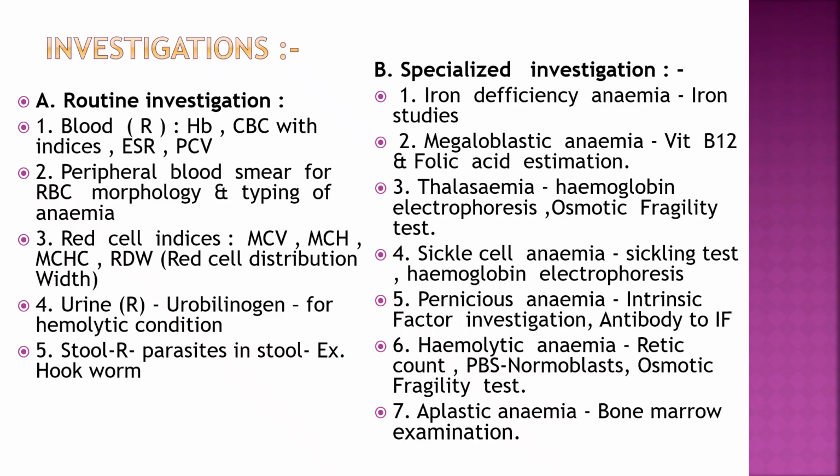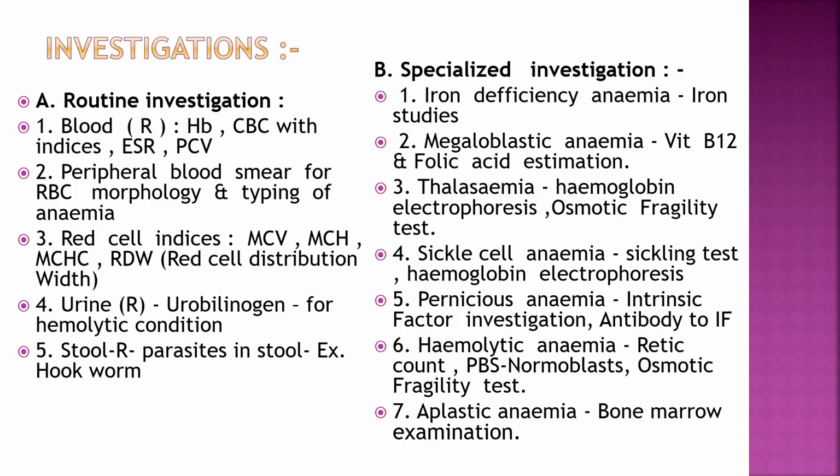RBC morphology and typing of anemia, red cell indices: mean corpuscular volume, mean corpuscular hemoglobin, mean corpuscular hemoglobin concentration, red cell diameter width, so that you can see in cell counter readings. Urine routine for urobilinogen to know hemolytic condition. Stool routine, that is parasites can be seen in stool microscopic examination, for example hookworm, which causes iron deficiency anemia.